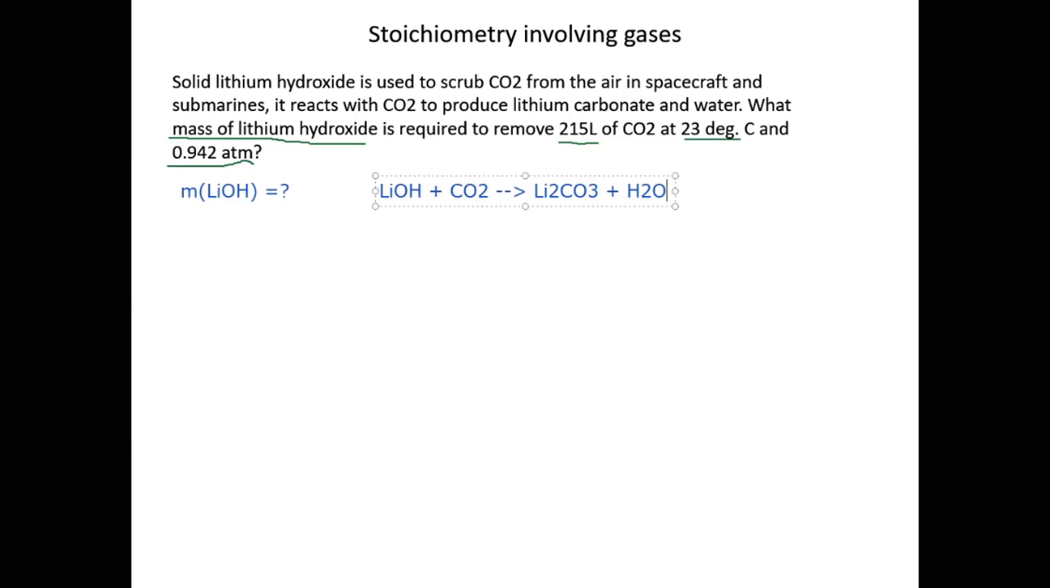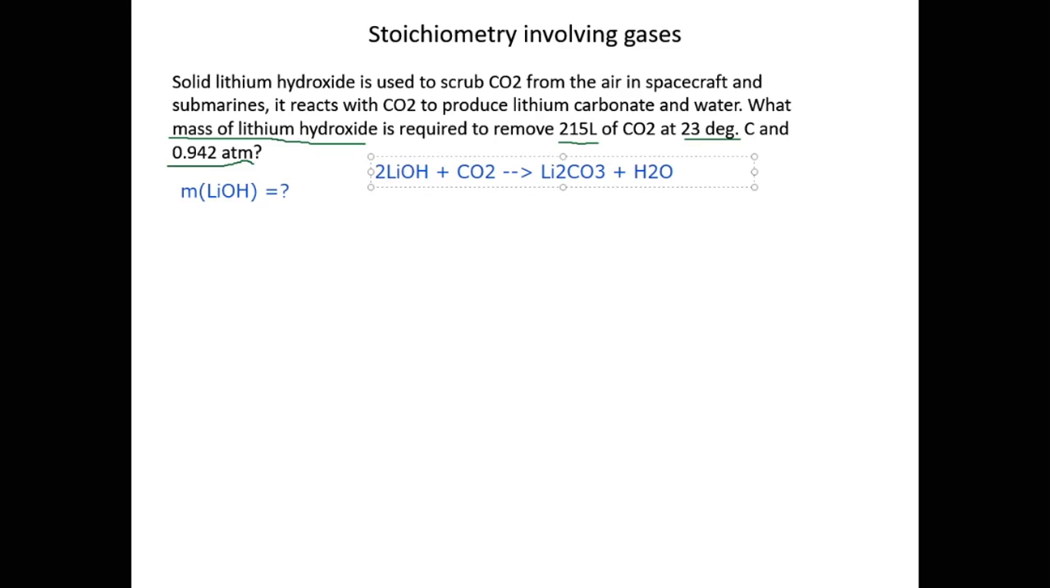So let's check this. 3 oxygen, 4 oxygen, 2 lithium. You need a 2 here. So we have 2 hydrogen, 4 oxygen, 1 carbon, and 1 carbon. So this is our balanced chemical equation.